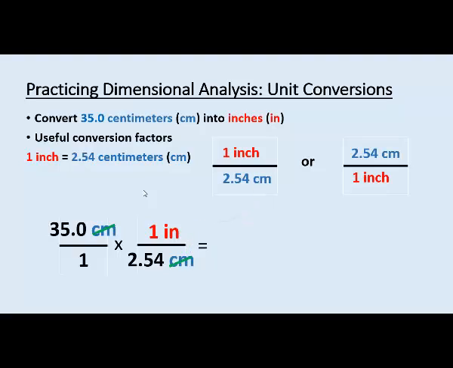Now the centimeters will cancel at this point and leave me with my answer in inches as the only unit that has not canceled out in the dimensional analysis. So I end up with 13.8 inches over 1, or I can write that as just 13.8 inches. So it's very useful to keep track of your units and cancel them this way. This will become more and more important.